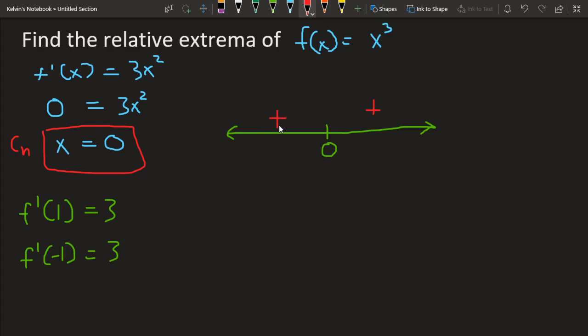Now, what does this all mean? Well, you see, since the sign did not change at all, it just stayed from positive to positive, we see that there is no relative extrema. And we can write this by doing relative extrema, and then we say none. And then if they ask us to justify, we can write none because no sign change, like so.